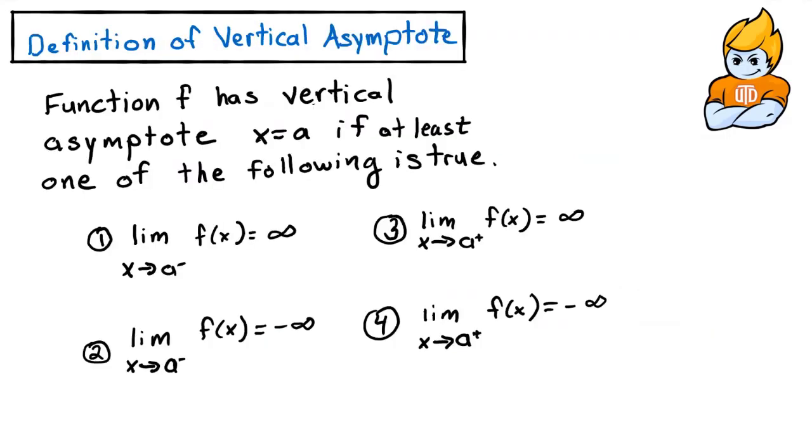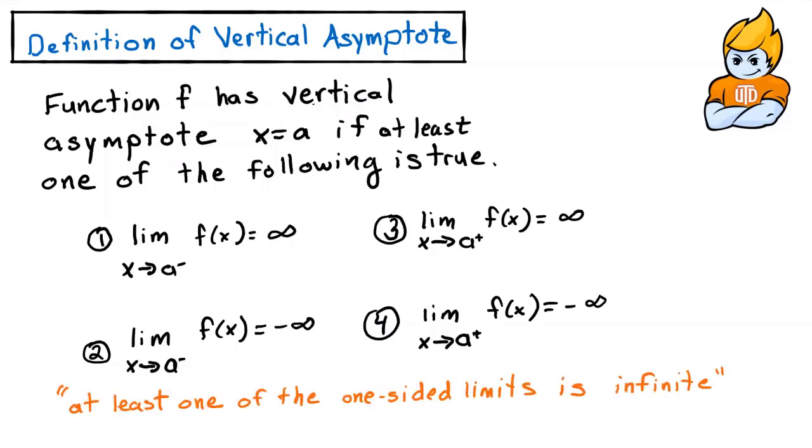Now let's give a definition of vertical asymptote. Function f has a vertical asymptote x equals a if at least one of the following is true. And then we have four options listed where the two one-sided limits are either positive or negative infinity. All the graphs in this video so far have been graphs with a vertical asymptote, because in all those graphs, at least one of the one-sided limits was infinite. And because this definition of vertical asymptotes uses limits, this is very much a calculus-based definition.